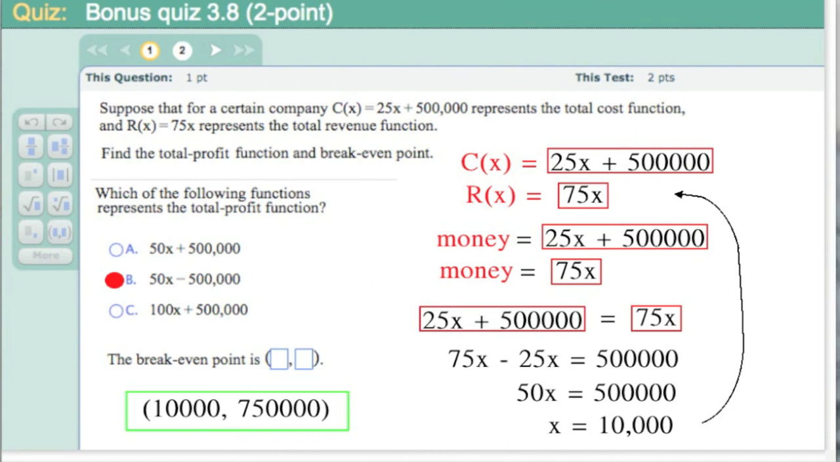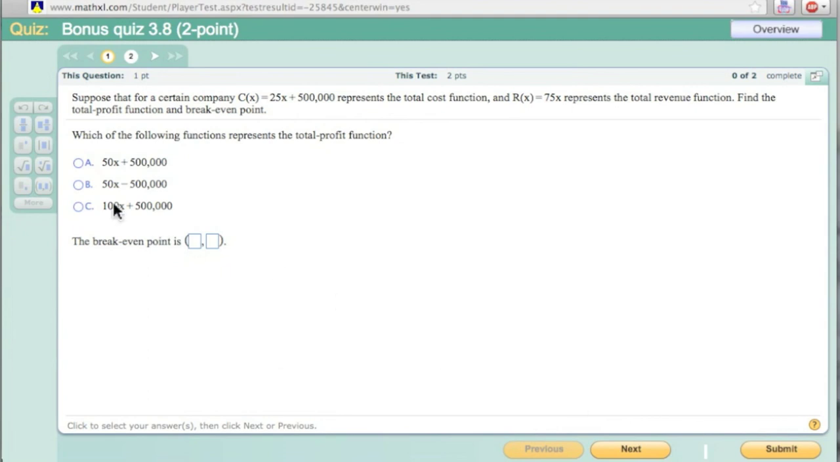Pretty involved. And let me go ahead and tell the machine I want B. And we're talking here about 10,000 widgets and $750,000. And so let's go on to the next problem here.